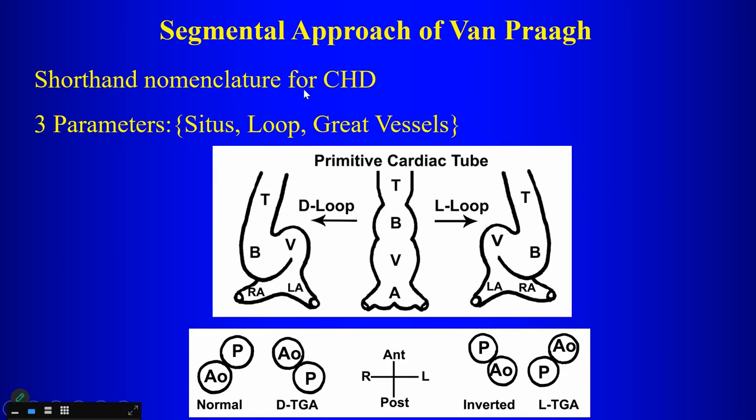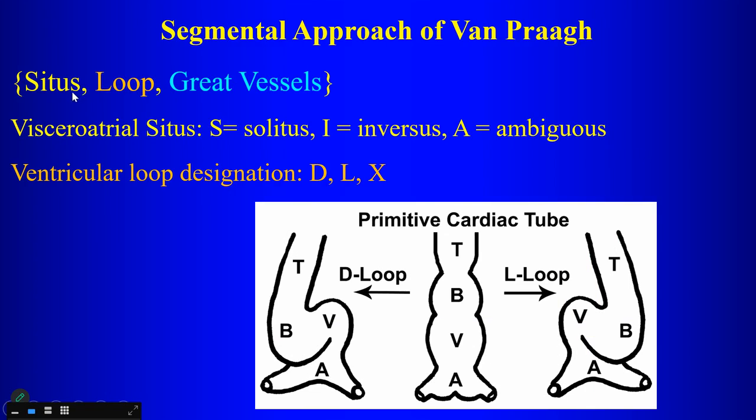Right? So for the shorthand nomenclature, there are three parameters that you will decide and put in shorthand in your report. You have the situs, the loop, and the great vessel relationships. That shorthand describes in a very succinct fashion what the abnormality is, so it's easy for the referring physician to understand what you're talking about. We've gone through all of this already: the situs, the loop, the great vessel relationship.